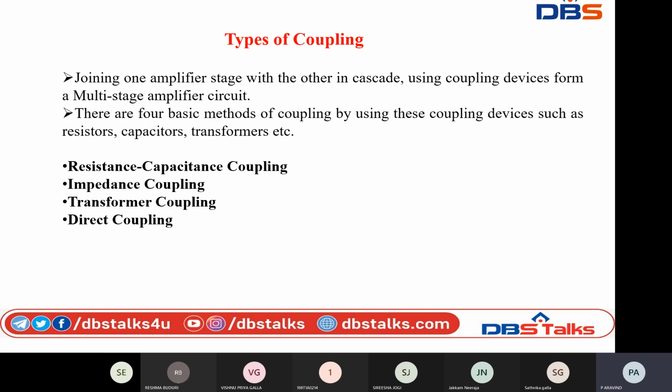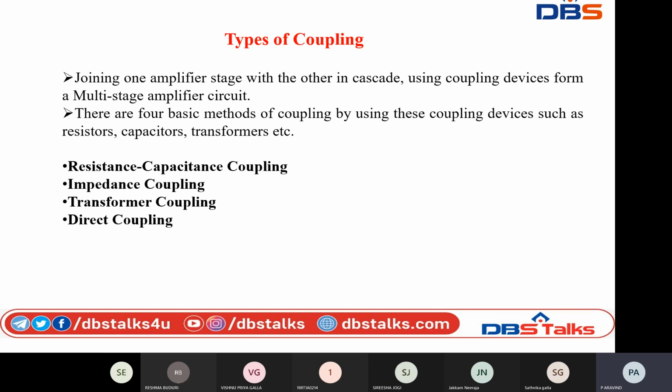So the next topic is types of coupling. The basic purpose of coupling devices is to transfer the AC from the output of one stage to the input of the next stage, and to block the DC from passing from the output of one stage to the input of the next stage. That's nothing but to isolate the DC conditions, we are using a coupling device.